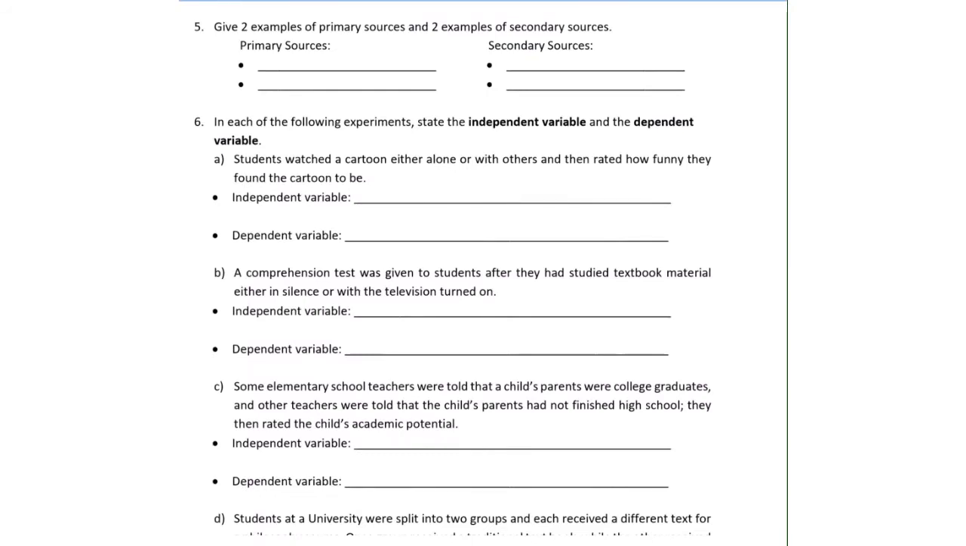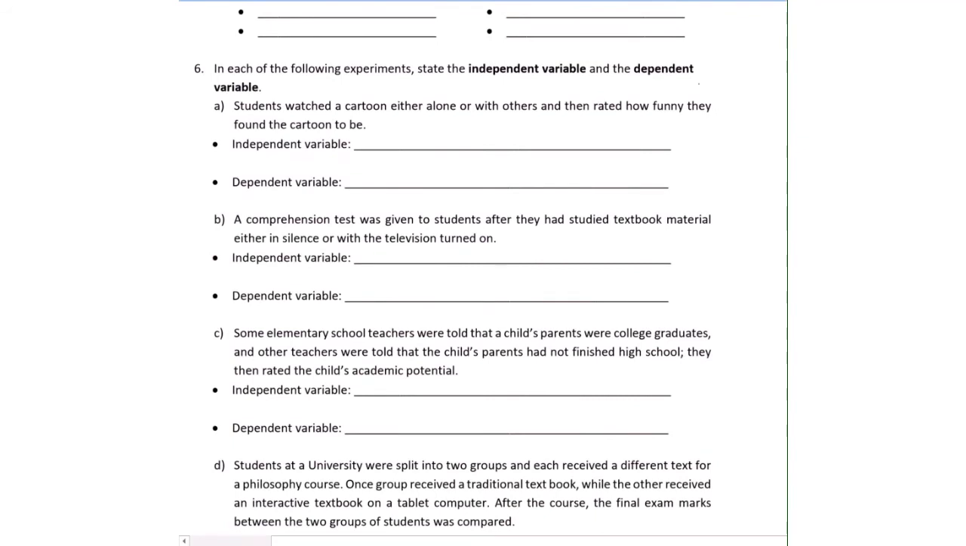Let's go to our study guide and try some examples. In question number 6 here, we have several scenarios, and we're going to have to identify which one is the independent variable and which one is the dependent variable. So go ahead and give it a try first before you watch the video, so you can check your answers later.